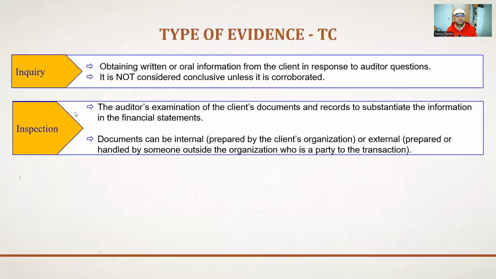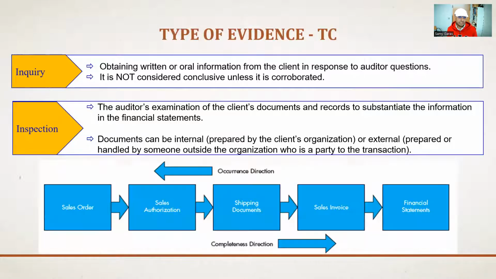Inspection, and here we inspect the document. So we inspect all the documents, the records, to substantiate the information in the financial statements. So we pick the fixed assets amount, and we go through the fixed assets record to inspect that the information about fixed assets in the financial statements are correct. And here we call it audit trail or 2 audit tests, where we take the information from the source document and trail it to the financial statements.